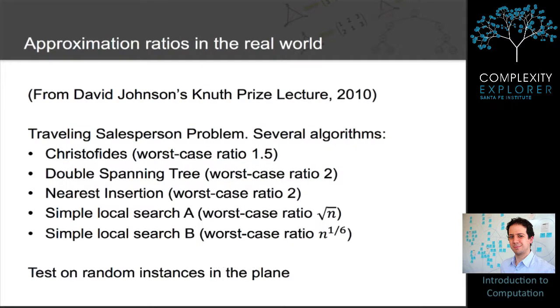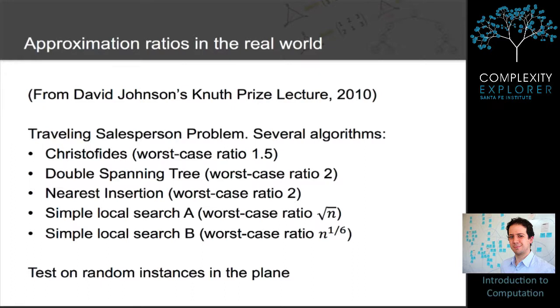Now, just as it's the case that P versus NP doesn't tell the whole story about the difficulty of algorithms in the real world, the same thing is true for these approximation ratios. David Johnson, in his 2010 Knuth Prize lecture, gave this example of the traveling salesperson problem. The problem here is you're given a graph and you have distances on each edge, and the goal is to find a path in the graph that visits each vertex exactly once, where the path is of minimum length.